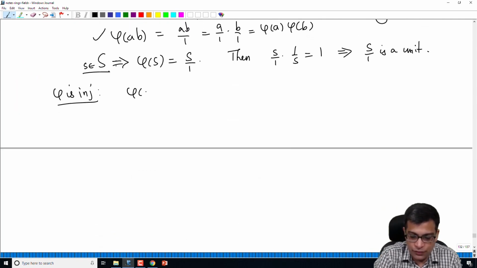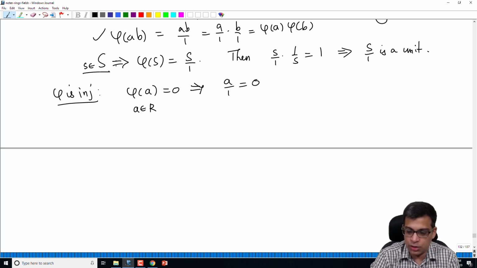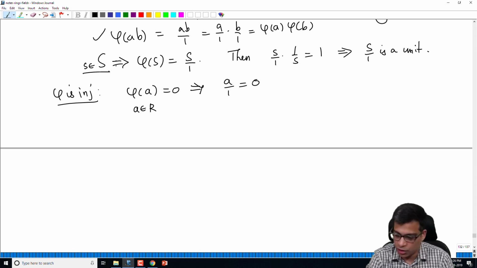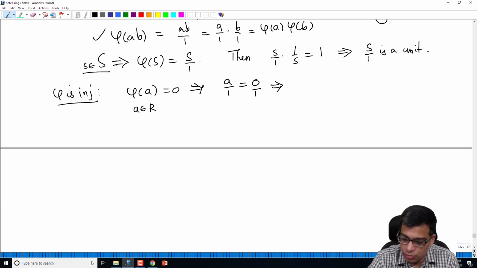because suppose phi of A is 0 for some A in R. This implies A by 1 is 0 because that's the meaning of phi of A. Phi of A is A by 1. So A by 1 is 0. That means 0 can be thought of as 0 by 1. That means actually, yeah, so this is 0 element is 0 by 1. So that means A is 0.